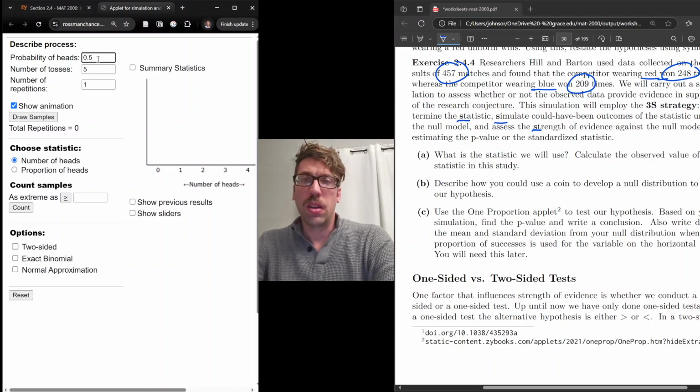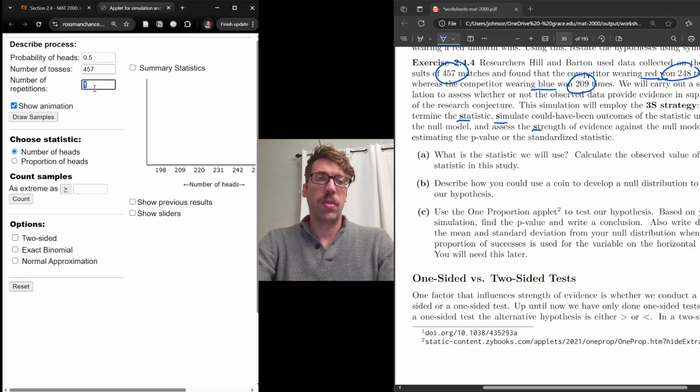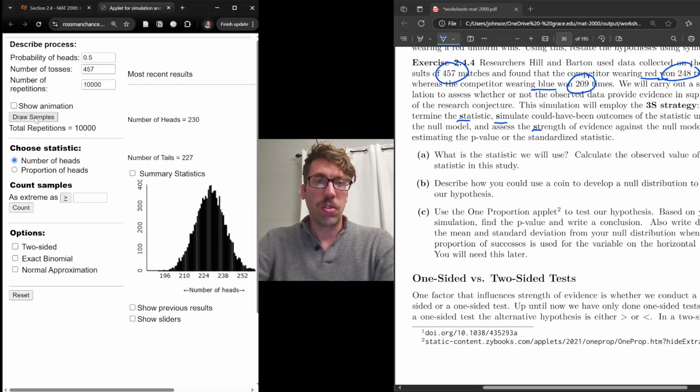And so then we need to do number of tosses would be, say, 457, and then we would do, depending on how powerful your computer is, if you've just got a pretty simple one, do 1,000, but another 0 always makes it better. Don't show the animation. And so we draw the samples there.